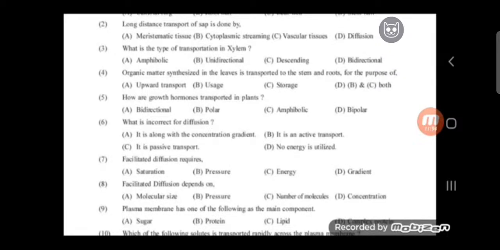So therefore the correct answer for question number 4 is option D, that is both B and C, because the organic matter synthesized in the leaves is transported to the stem and root for the purpose of usage and also for storage. So option D, that is B and C both, is the correct answer for question number 4.